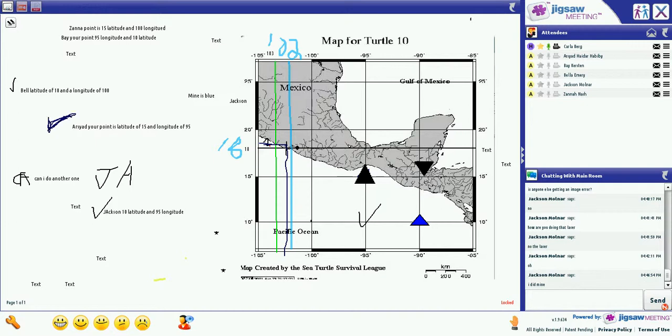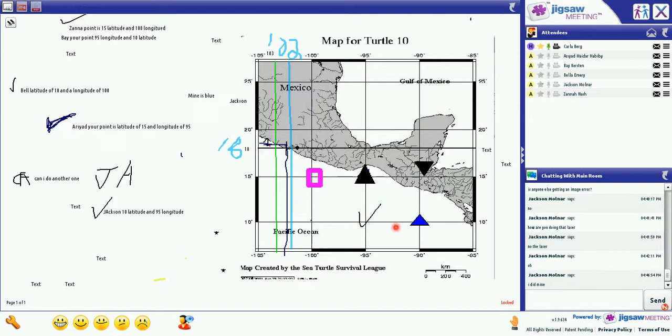Okay, so Xana can't write, so let me do hers. Xana is 15 degrees latitude and 100 degrees longitude, so she is right there. She is the square. We'll give her a pink square. So Xana is set. And Bay, your point is 95 degrees longitude and 10. You put a check mark there. Good job. Here is Bay's point.